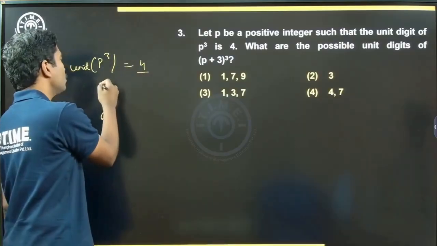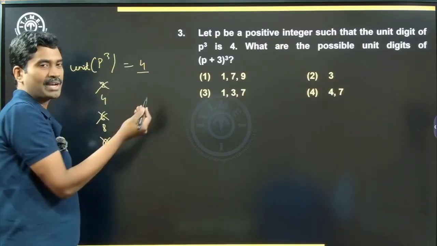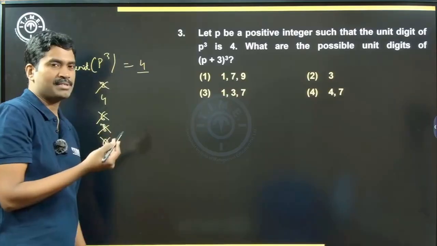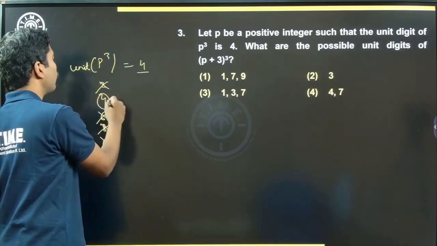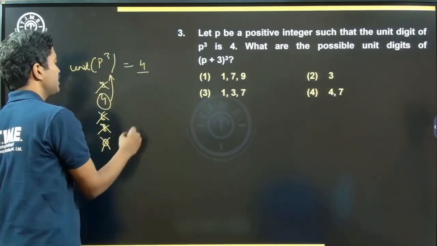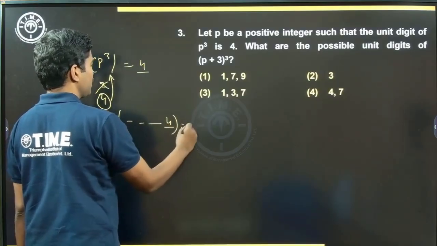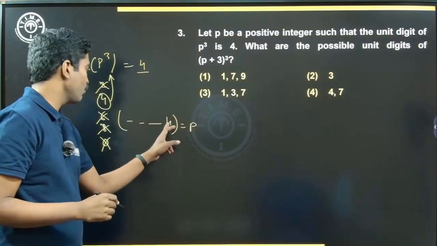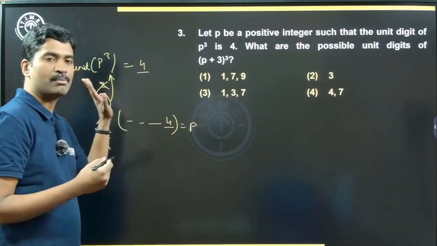What about 2? 2 cube is 8, ruled out. What about 6? 6 square ends in 6, 6 cube ends in 6 and so on. What about 8? 8 square ends in 64, 8 cube ends in 2, right? No. So that leaves us only 4. So P is some number which ends in 4. This number 4 is in the units digit. 4 square is 16, 4 cube is 64, so that will give me a 4.